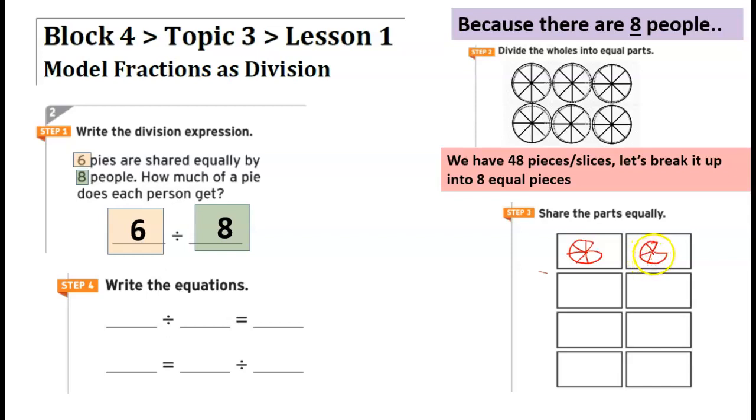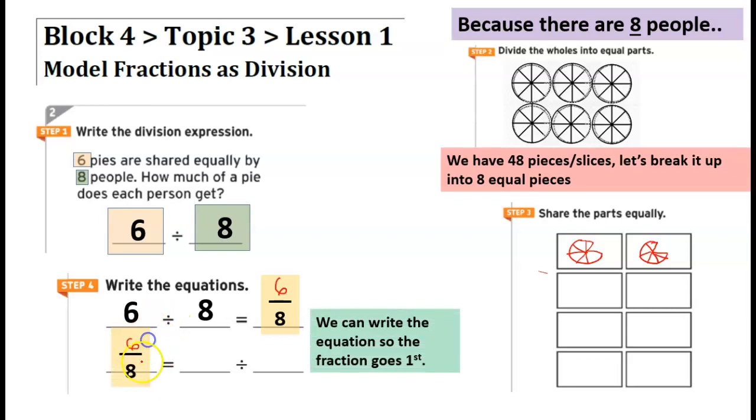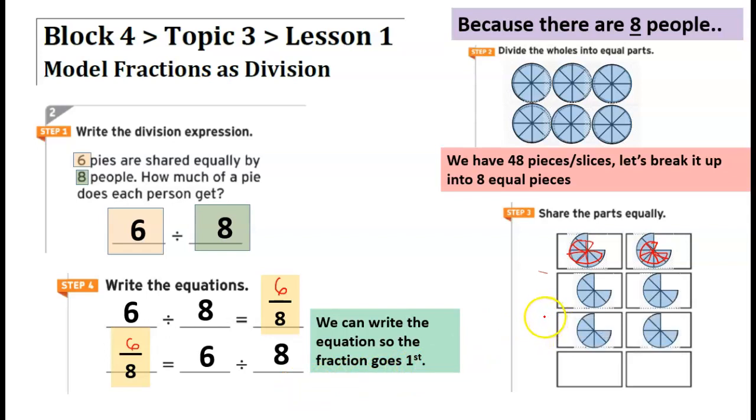1, 2, 3, 4, 1, 2, 3, 4, 5, 6. And I try and make them even, but you know, it's a sketch. So try and make them as even as possible. I'm not going to do the rest, but you get the idea. So that would be 6 divided by 8. That would be 6/8, or we can put the fraction part first. 6/8 is equal to 6 divided by 8. All right, so, oh, there they are. That's what they should have looked like, just in case you were wondering.